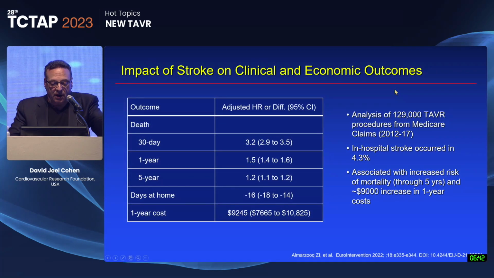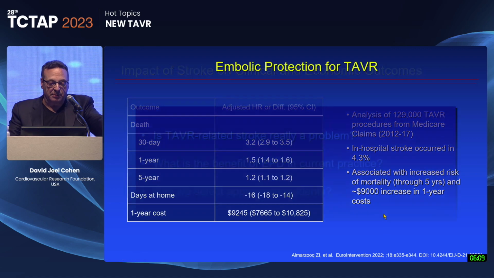In terms of is stroke a bad thing, it absolutely is. I don't think anybody disagrees with this. This is data from Medicare claims, looking at the outcomes of patients who had a stroke versus those who did not. You can see there was about a threefold increase in mortality at 30 days. This got to be a little bit less at 1 year and 5 years, but still statistically significant. There was a significant reduction in the number of days patients spent at home, and it cost the healthcare system at least $9,000 over 1 year of follow-up. So stroke is bad, not a hard thing to convince people of.